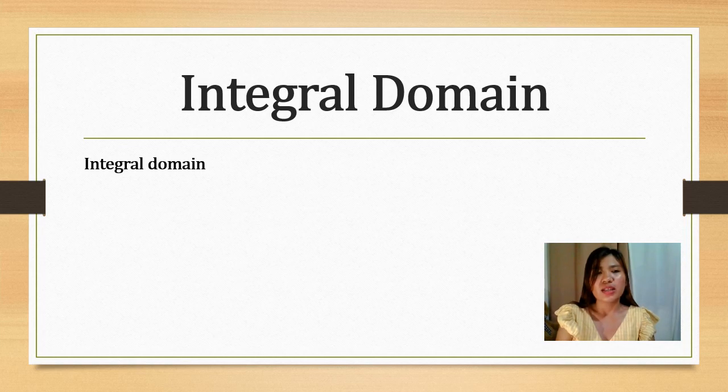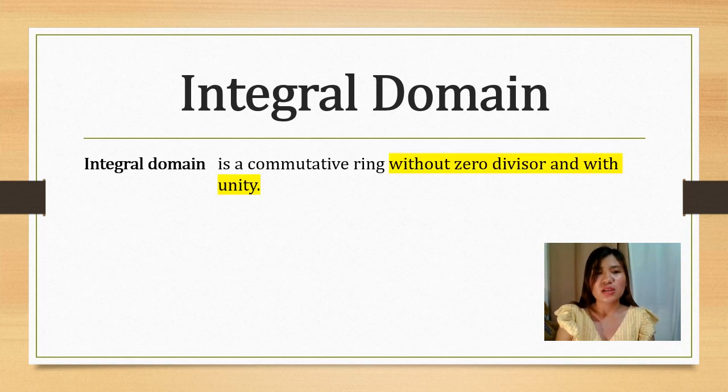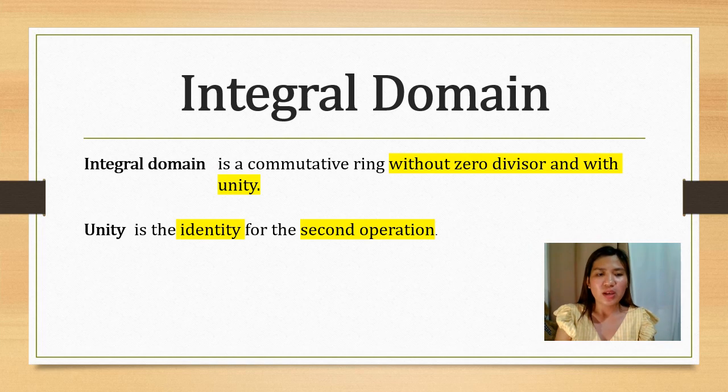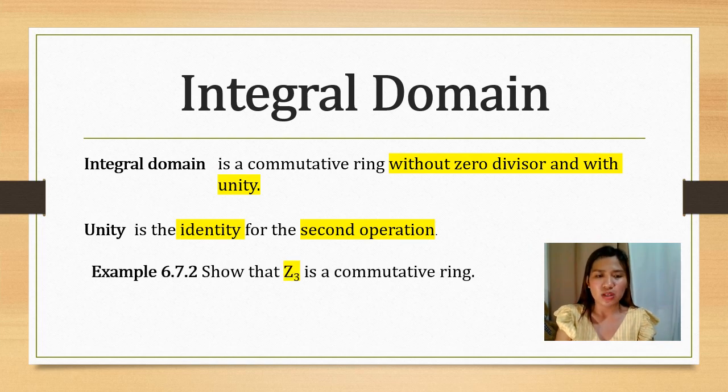Now let us define integral domain. An integral domain is a commutative ring without zero divisors and with unity. What do we mean by unity? Unity is the identity for the second operation. So example 6.7.2 shows that Z3 is a commutative ring.